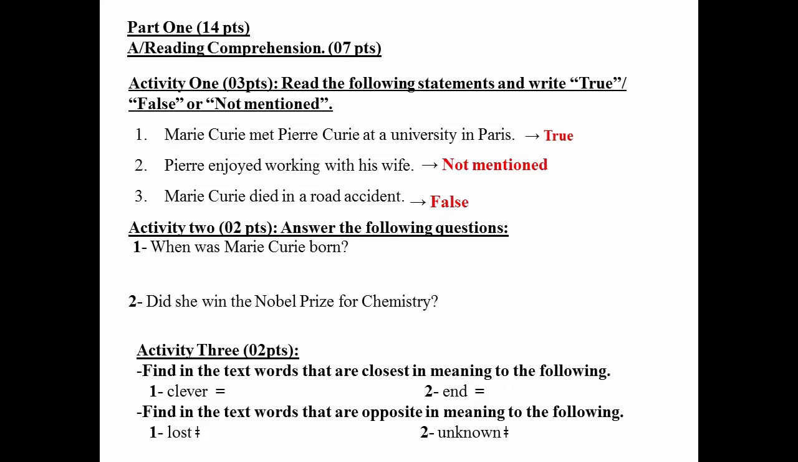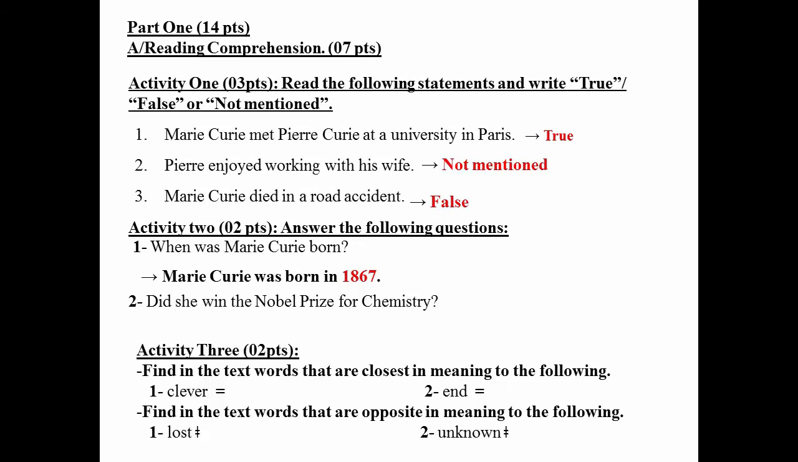Good. Now we move to activity 2. Answer the following questions. Question 1. The first question is a WH question, and it starts with when. That means you are going to find something about date, something about time, a period. But I think you know when it is concerning a date of birth. So this is the question. When was Marie Curie born? Okay? So the question is, your answer is, yes.